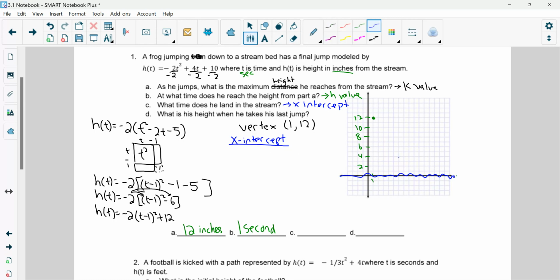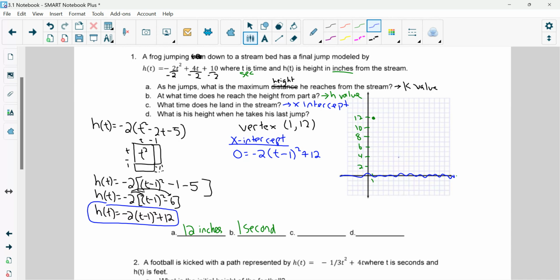So what I'm going to do instead of factoring is look at the graphing form, this form, instead of the standard form, because I can undo that to solve. So I'm putting 0 into the vertex form version: negative 2 times (t minus 1) squared plus 12. If you put 0 in for h of t for the standard, you'd have to do quadratic formula, and that's not something I like to do a whole lot.